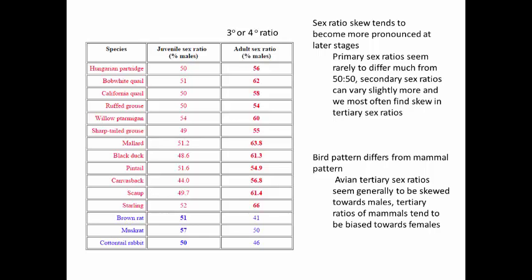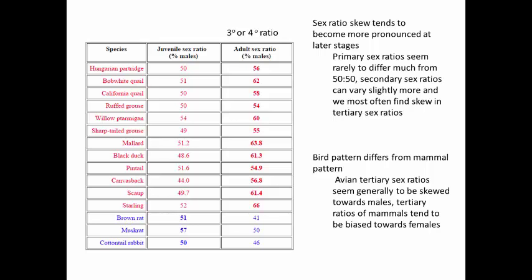Yes, you see some are 60, that's 60% males versus 40% females. Some are 40% males, 60% females, but they're in the close 50-50 range overall. I also want you to notice there are some other patterns here. That is, in birds, we tend to see that the sex ratios are skewed towards males.